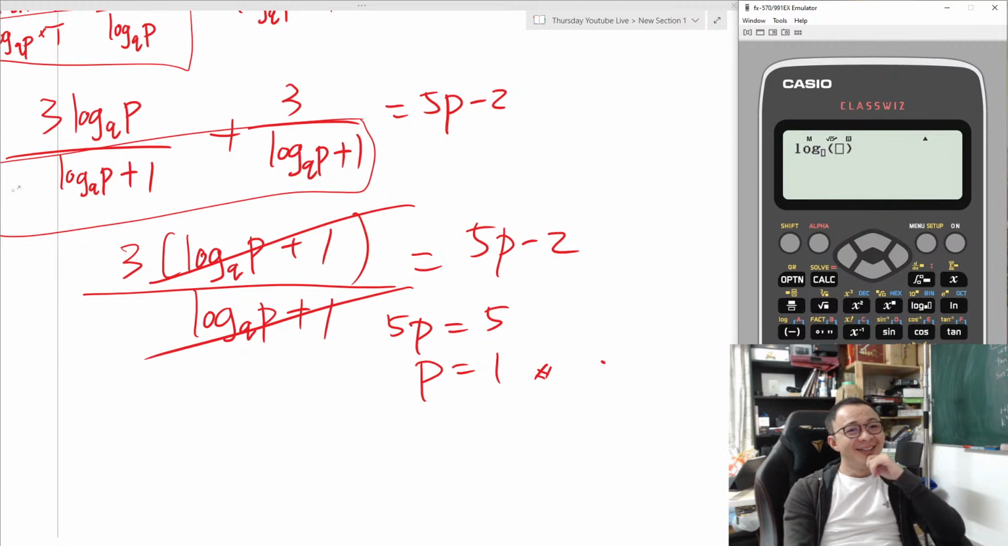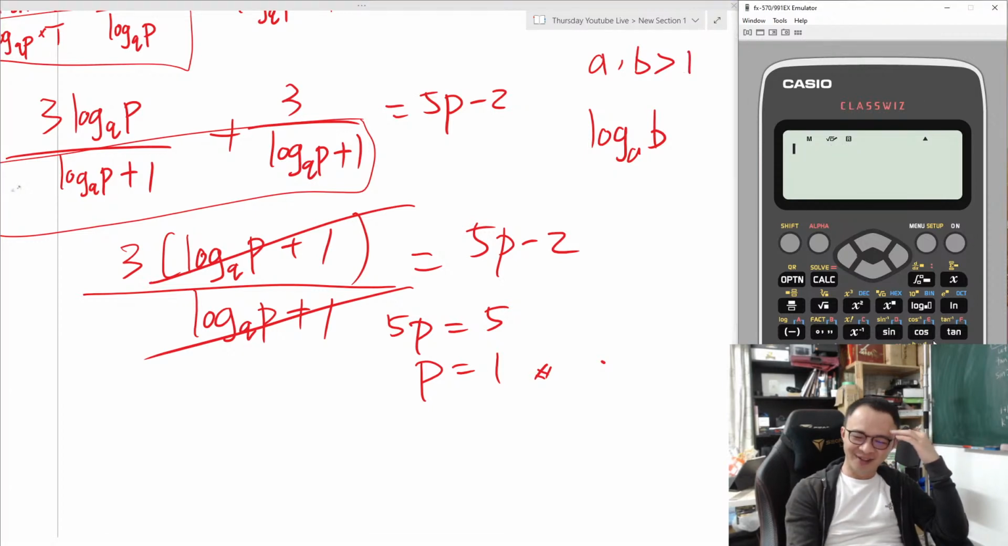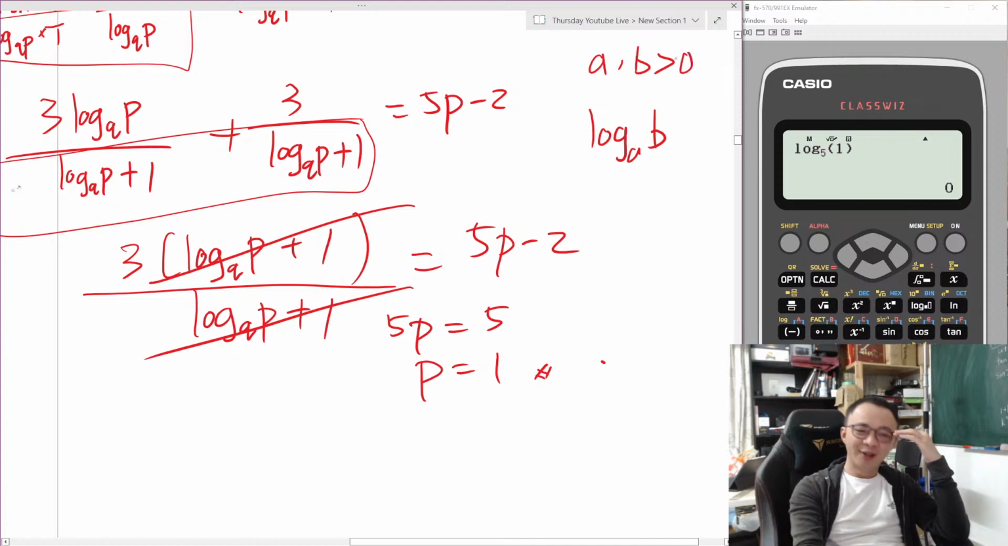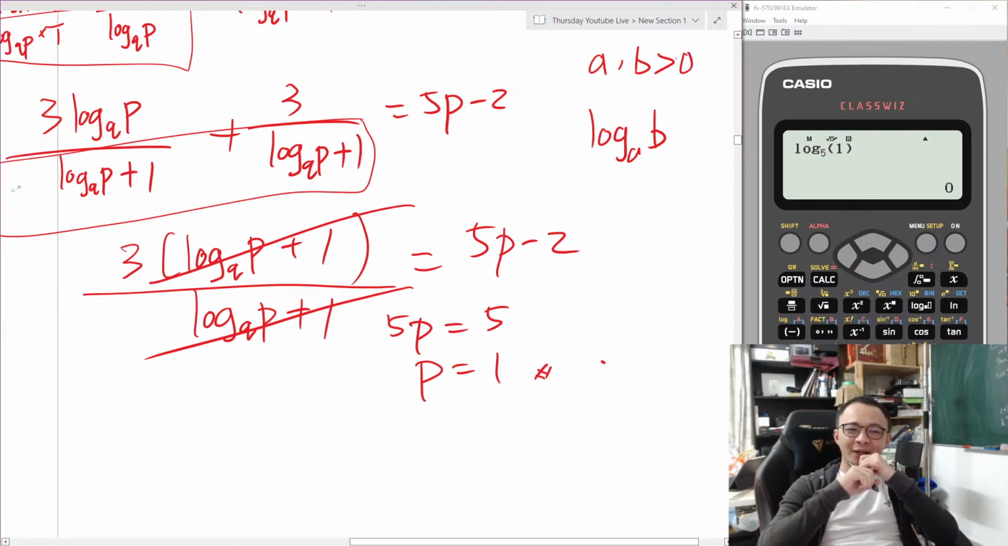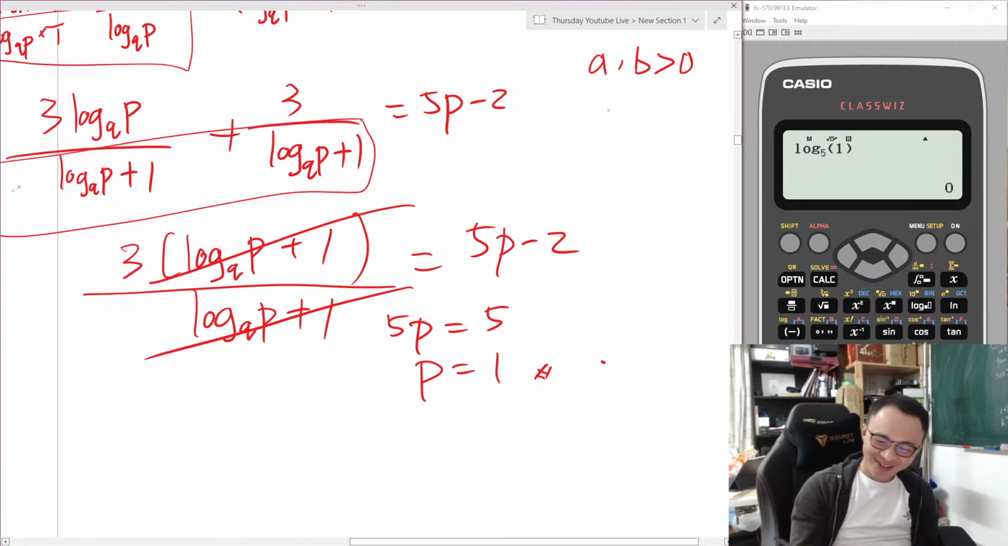Log AB, A and B must be bigger than 1. Really? Log 5, 1. No, not necessary. Must be bigger than 0. So let me think why the base cannot equal 1. I suddenly stuck, my brain cannot function. Why base equals 1?